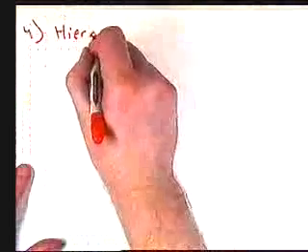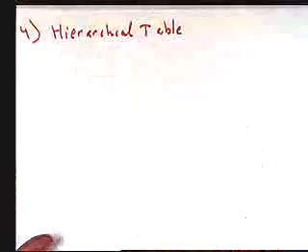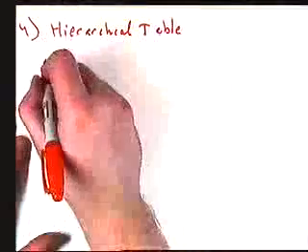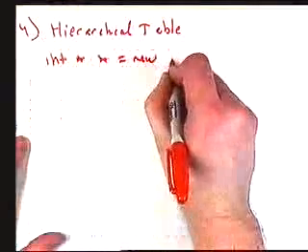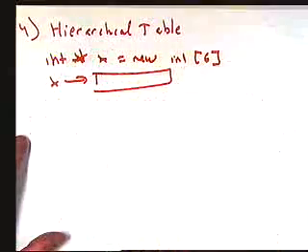And finally, we have the hierarchical table. All this is a fancy term for dynamic allocation of your subarrays. So you can do that in C++. We talked about pointers and how a pointer to an element is the same as the starting address of the array. We can do that for multi-dimensional arrays as well. Just like I could say int *x = new int[6], in that case x would be pointing to a dynamic array of length 6.